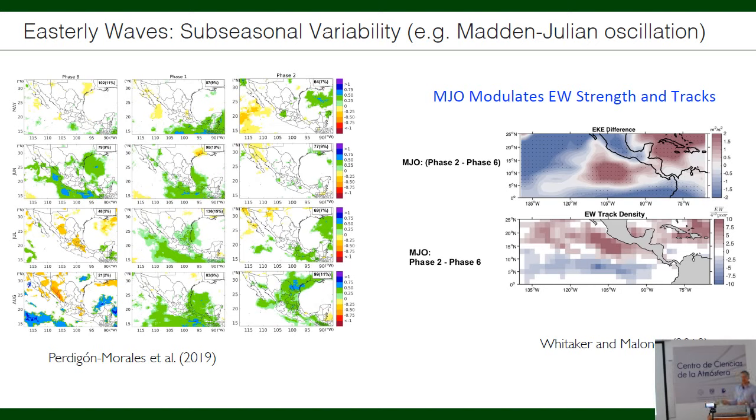And it affects places like the eastern Pacific. This is one plot done by researchers here, showing that the Madden-Julian Oscillation causes periods of enhanced and suppressed precipitation over the eastern Pacific. These variations cause variations in the strength of easterly waves and also their tracks. I'm not going to get into too much detail here, but just note that there are important sub-seasonal variations in easterly wave activity.